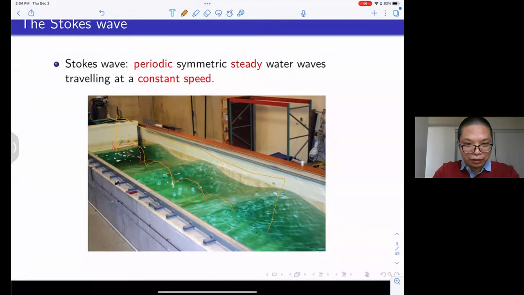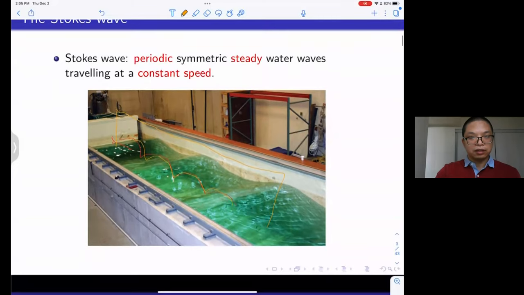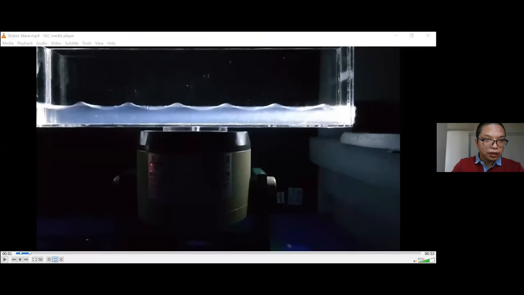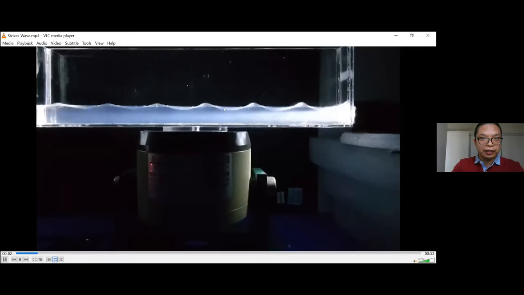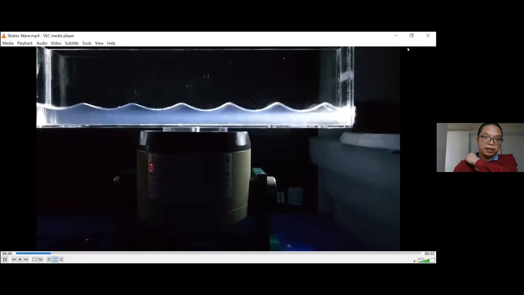Let me see if I can share a video to show this. Give me 1 second. I think I have my video here. Let me see if I can play this. So this kind of shape in this tank can be viewed as a Stokes wave.